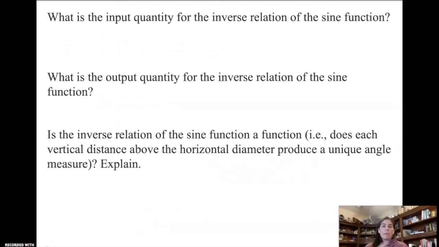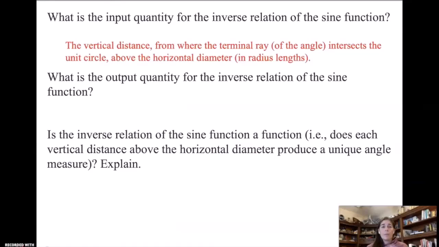So the inverse is just switching the input and output. The input to my inverse is going to be that vertical distance above the axis, or if it's negative, below the axis. The output is going to be my angle measure.